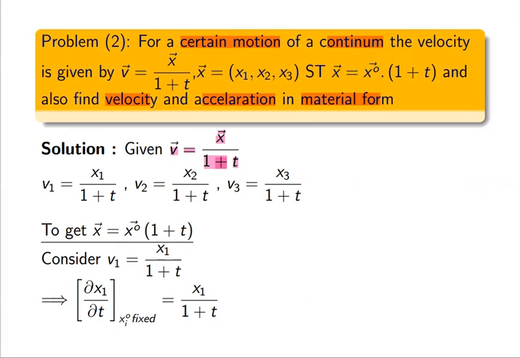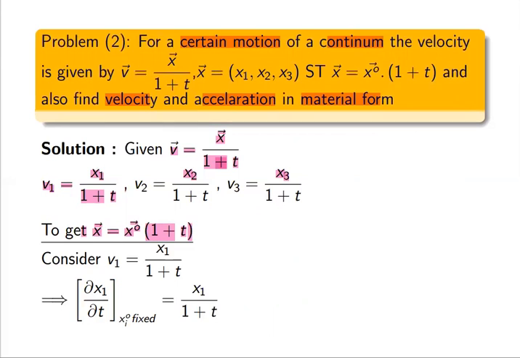So what is V1? V1 is x1 by 1 plus t. V2 is x2 by 1 plus t. And V3 is x3 by 1 plus t. These are the components. Now, first let us prove x equal to x naught into 1 plus t.